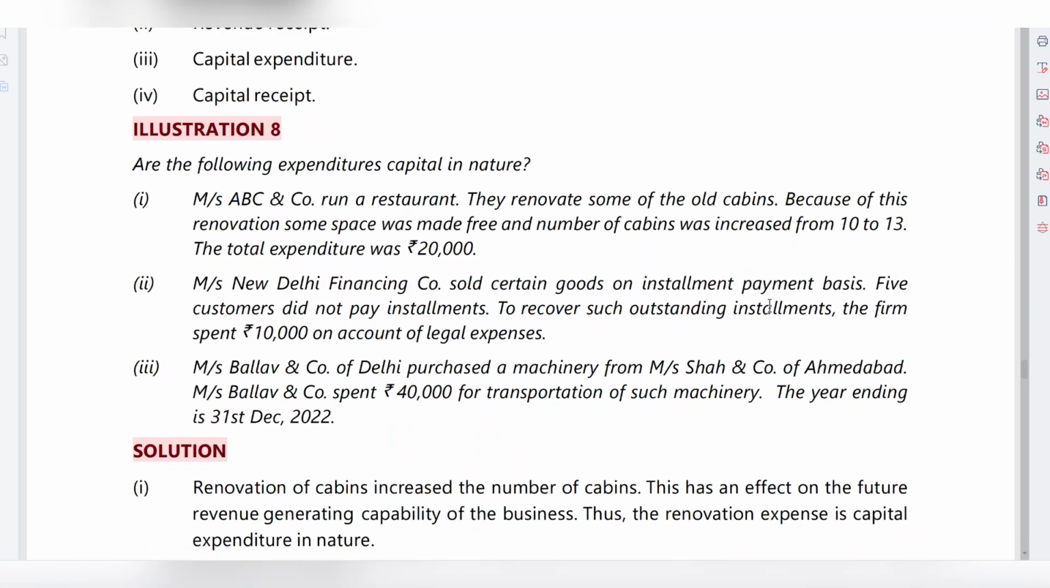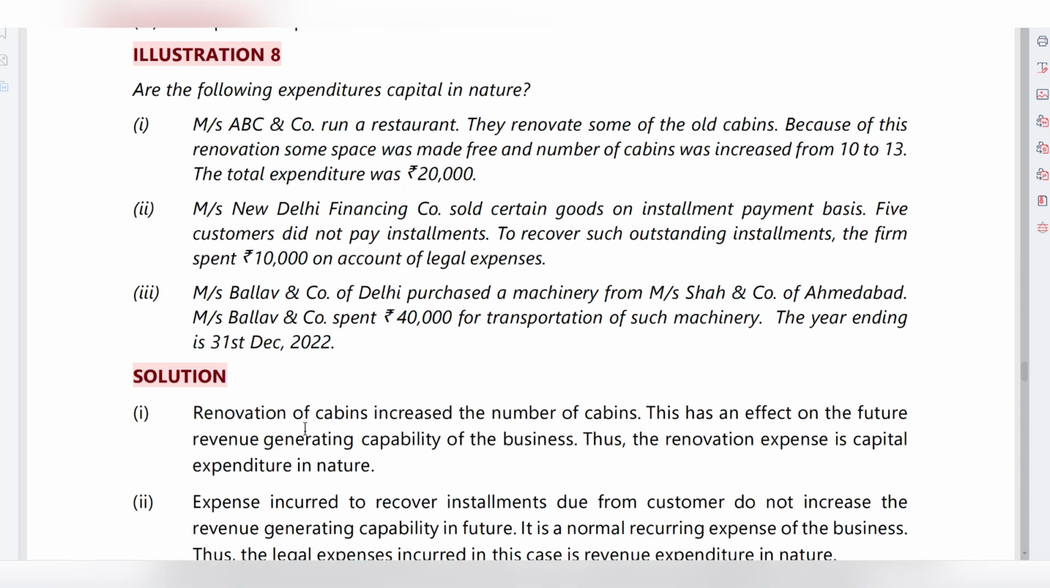Messrs A, B, C and company run a restaurant. They renovate some of the old cabins. Because of this renovation, some space was made free and the number of cabins was increased from 10 to 13. The total expenditure was 20,000. Renovation of cabins increased the number of cabins. This has an effect on the future revenue generating capacity of the business. Thus, this renovation expense is capital expenditure because it is increasing the earning capacity of the business. So, it is classified as a capital expenditure.